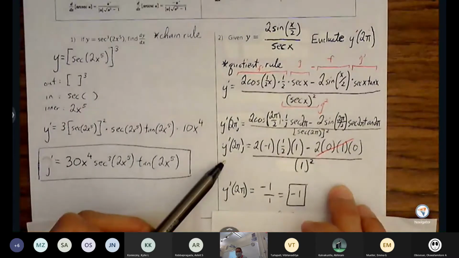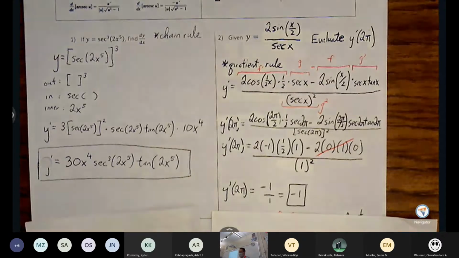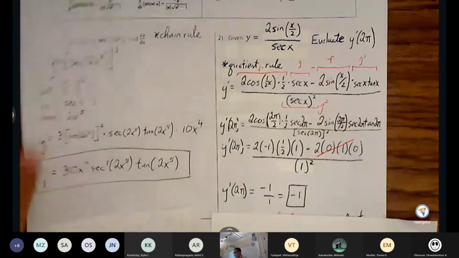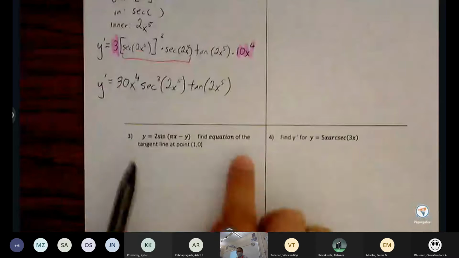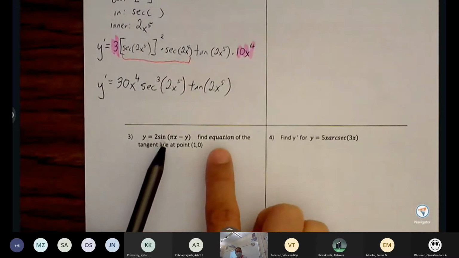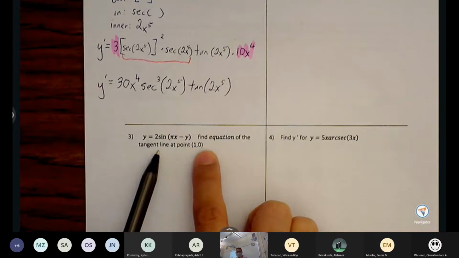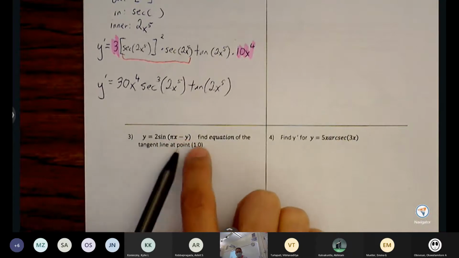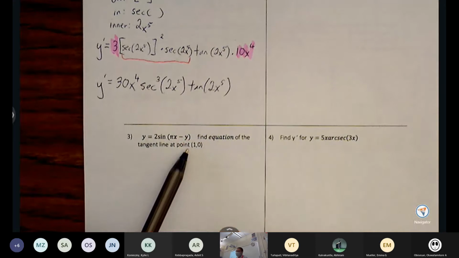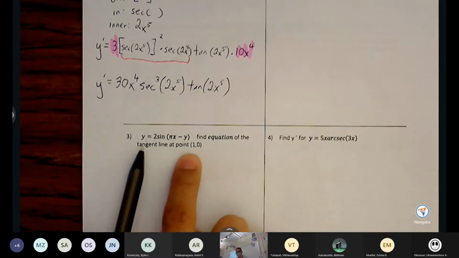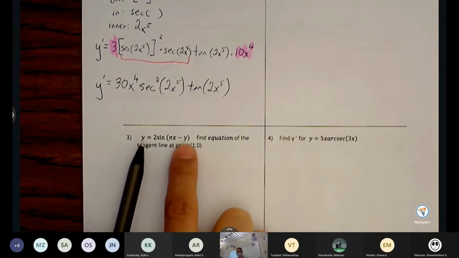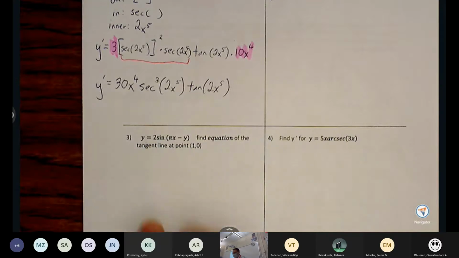Okay, any questions here? Okay, let's take a look at number 3. Okay, y is equal to 2 sine of pi x minus y. Find the equation of a tangent line. So that means after we find the derivative, we're going to use the ordered pair to find the slope, and then from there, point slope form. Okay, does anybody want to say what's involved here? What methods are involved here?